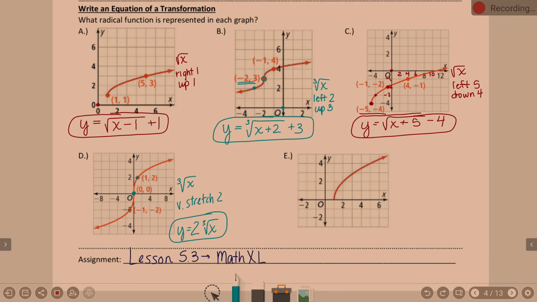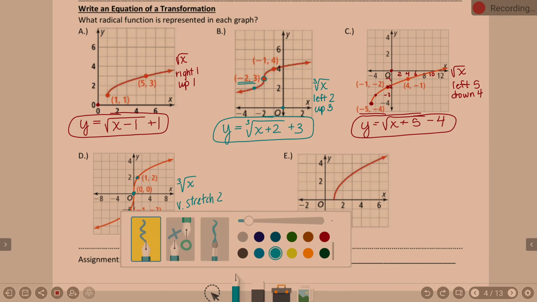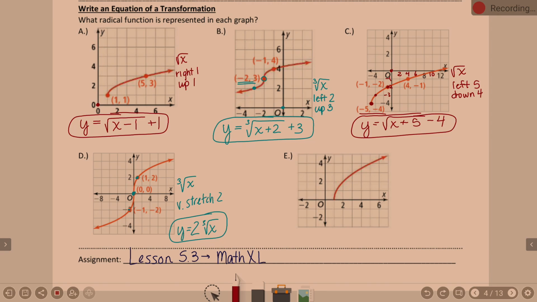And one more, I'm going to try. It is a square root, yes. Should be starting at 0, 0. Instead, it starts at 1, 0, so it went where? Right 1. Did it stretch a little bit? Yes. Over 1, up 2. So again, it is a vertical stretch by a factor of 2. So y equals 2 times the square root of x minus 1.